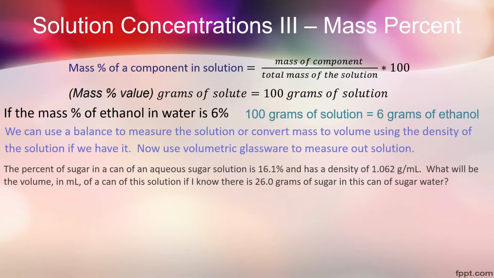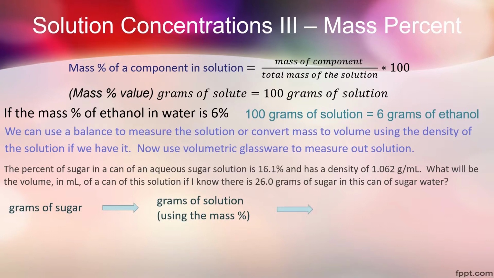Now, this is the amount of sugar that's typical in a can of soda. So let's produce the solution map for this problem. The end of the map is the thing we want, the volume of the solution in the can, and the beginning will be the given information, 26.0 grams of sugar. The solution map goes as follows: grams of sugar to grams of solution, using the mass percent, to the volume of solution, using the density or trusty gram per milliliter connector.